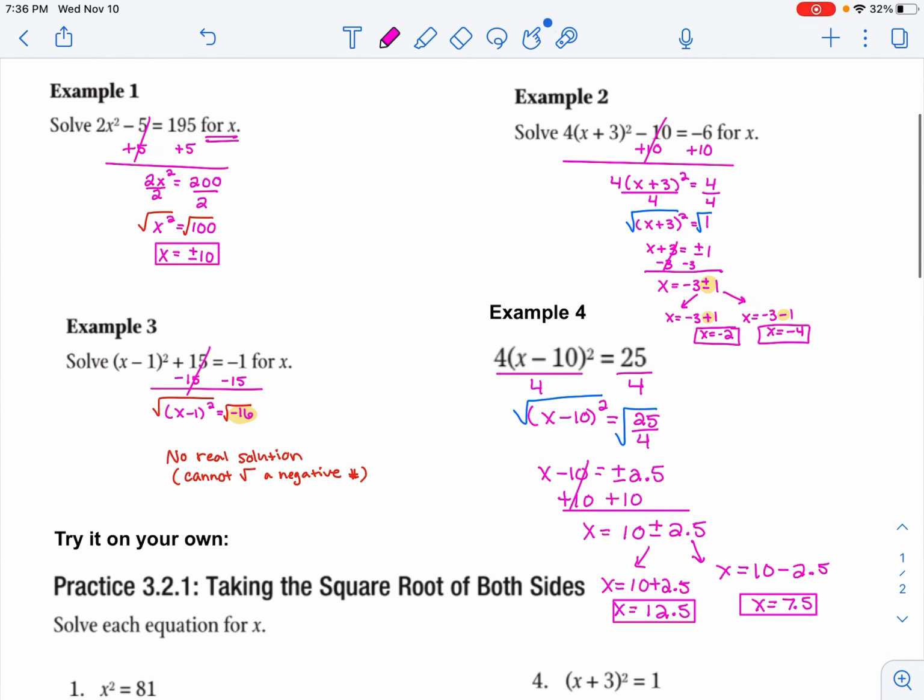All right, so that's how you would solve equations by taking square roots. You are going to try numbers 1 through 5 on your own on the bottom. Make sure you show your work.